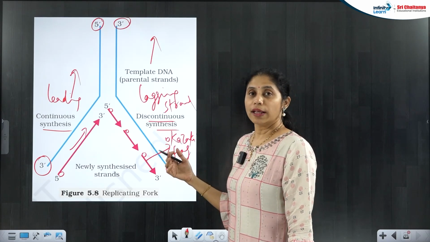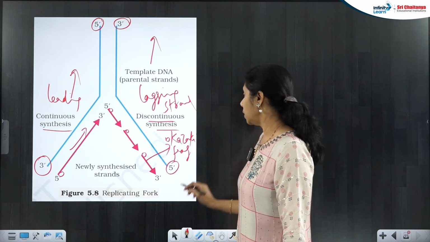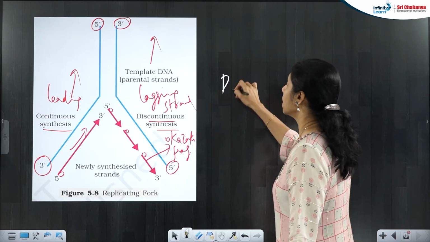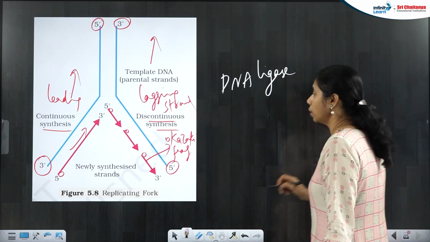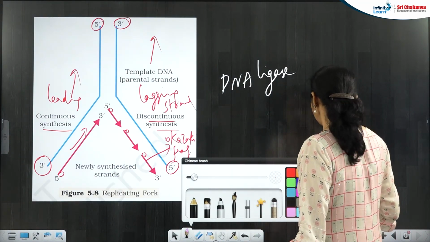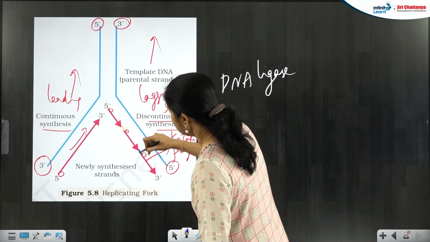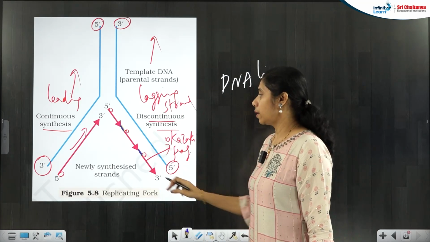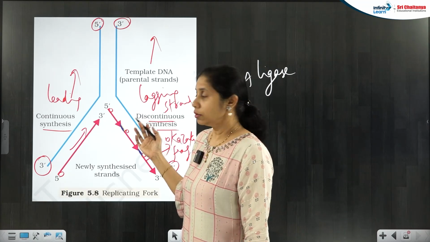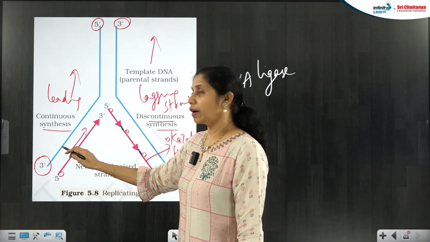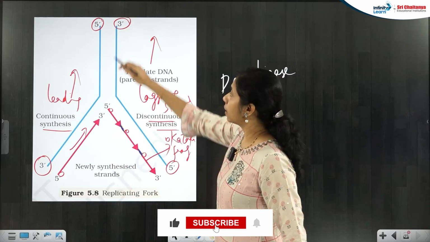These RNA primers will be removed by DNA polymerase 1. It will remove that RNA primer. And then there is the DNA ligase enzyme. This DNA ligase will synthesize the phosphodiester bonds between these two. Phosphodiester bonds will be synthesized like this. And now this discontinuously synthesized strand is called the lagging strand. So in this way, after the replication, we will have two daughter DNAs where one is a parental strand and the other one is a newly synthesized strand. So in this way, the DNA replication will be completed until the end.